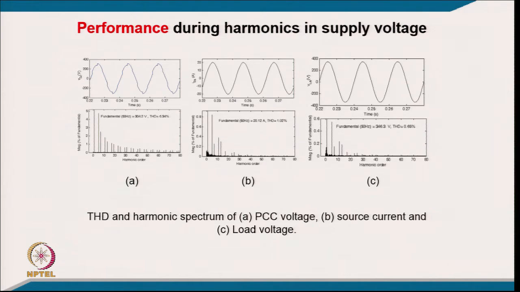This is the typical harmonic spectrum of the different quantities. Here is the supply voltage, which has a total harmonic distortion of 6.34%, and this is the load current, which has harmonics of only 1%. Here it is the load voltage, which has a THD even less than 1%, at 0.66%. So, you can see clearly the harmonics are injected, and at the point of common coupling you are getting sinusoidal voltage.